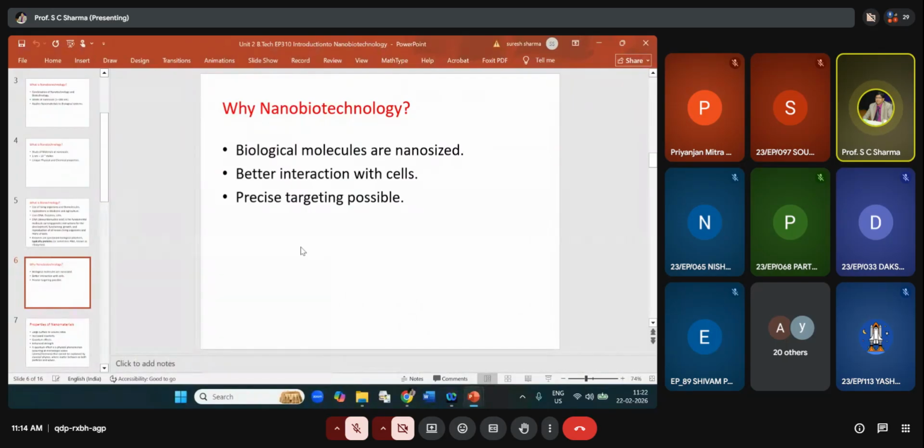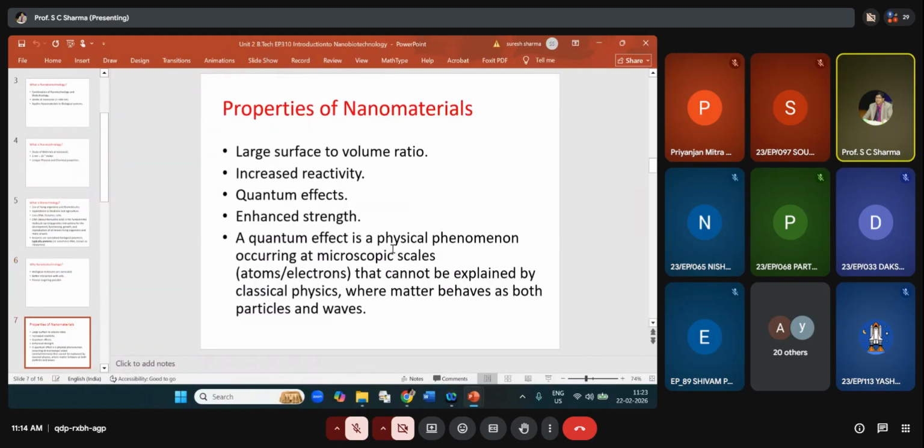Why nanotechnology? Biological molecules are nano-sized. All the biomolecules are in nano size, so there is better interaction with cells and precise targeting is possible. Properties of nanomaterials: I have already explained about nanomaterials.